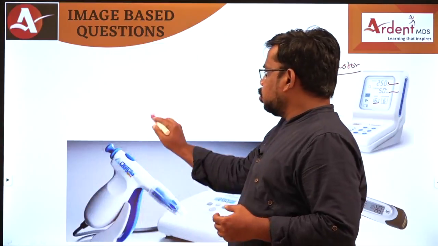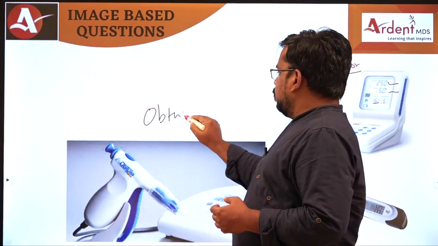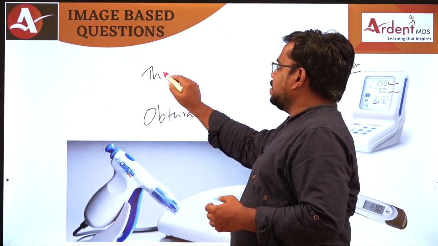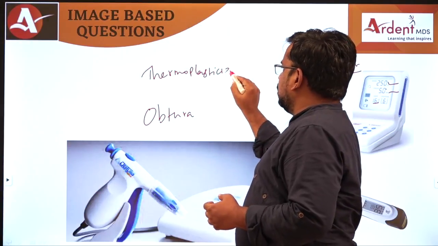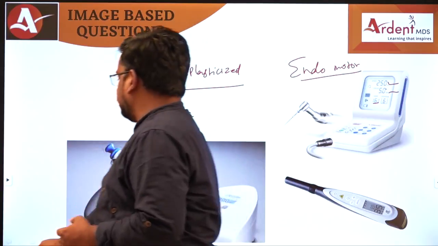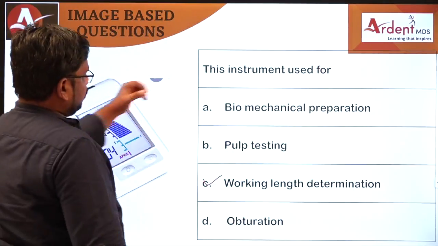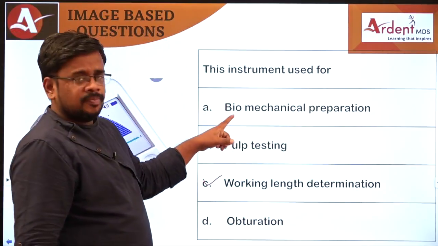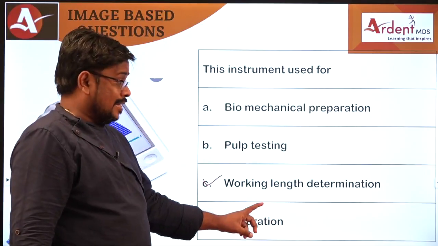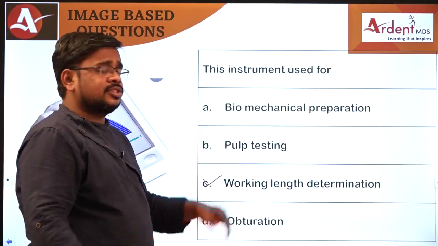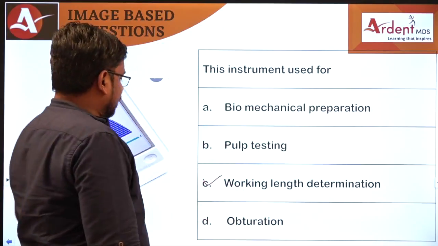This is Obtura, for the thermoplasticized obturation technique. So these are some of the associated images for this question. For biomechanical preparation, the endomotor is used, Obtura 2 is used for the thermoplasticized obturation technique, and for pulp testing you can use an electric pulp tester.